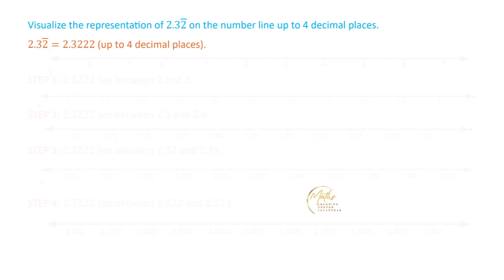So we are saying it is of the form 2.32222 and so on. But we want to represent it up to 4 decimal places, so we write it as 2.3222. This is the representation up to 4 decimal places. So what we can see is that the number lies between 2 and 3. If we look at the number line, we can see that this number lies between 2 and 3.